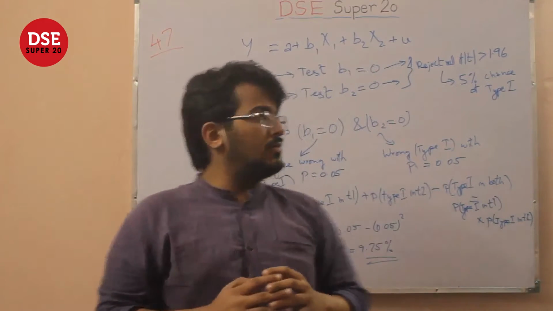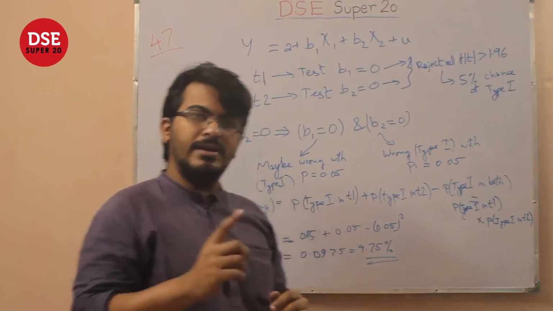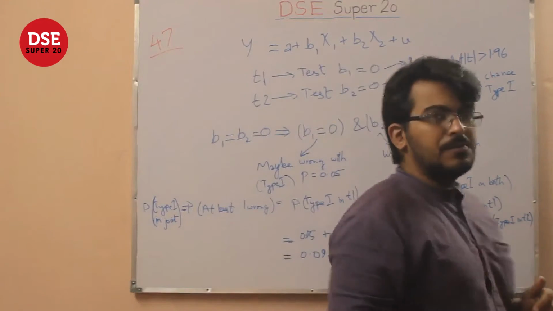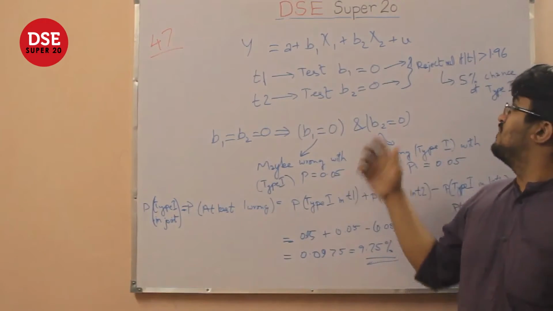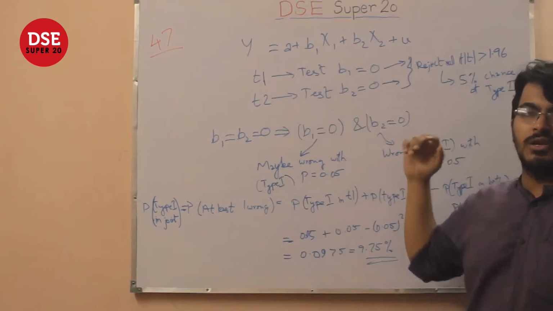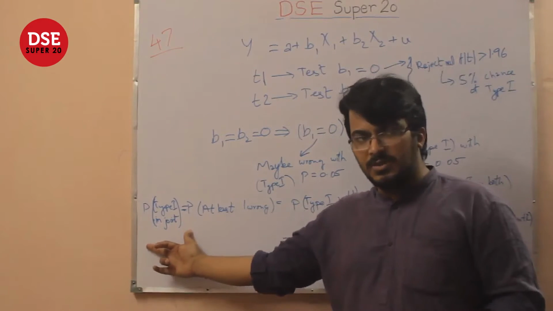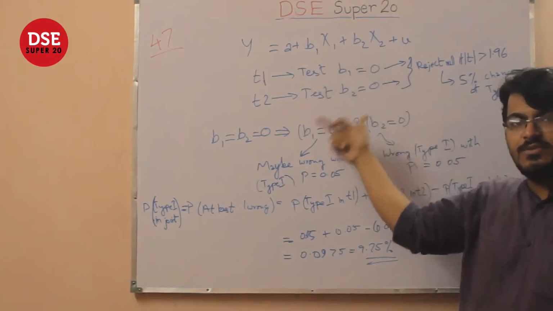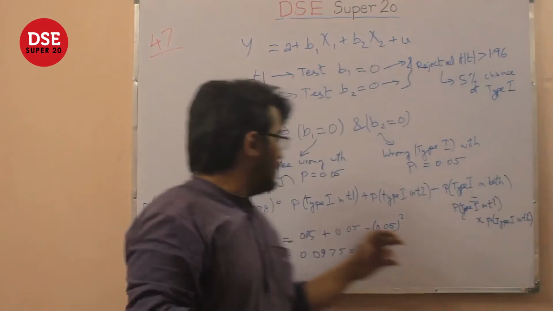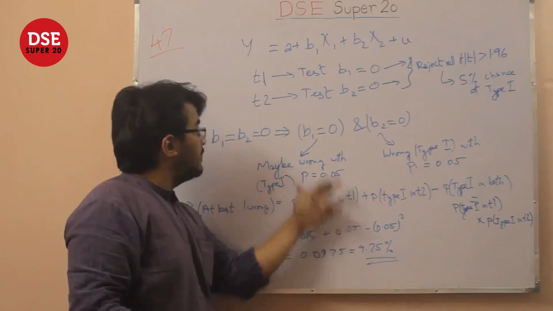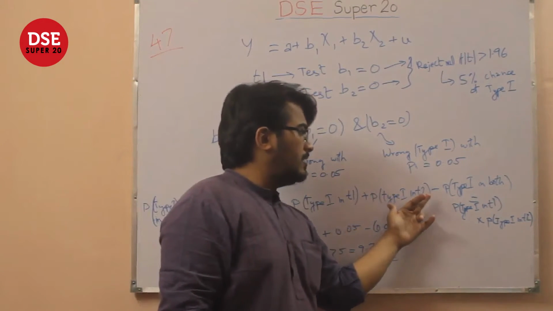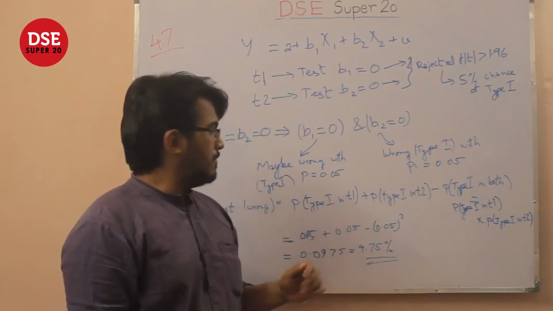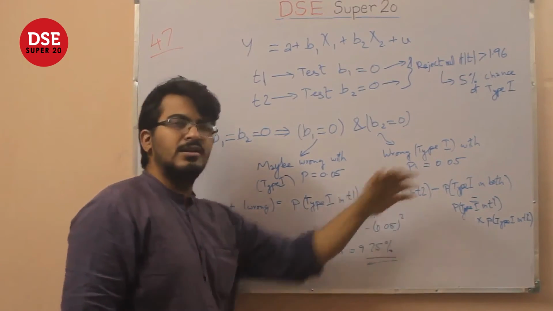Now, the question is, what is the probability that at least one of these two tests is wrong? That's the probability that there's a type 1 error in the joint test of b1 equal to b2 equal to 0, where you're using the test that either t1 or t2 is greater than 1.96 in absolute value. The probability of the type 1 error in the joint test is the probability that there's a type 1 error in at least one of these tests. So it's the probability there's a type 1 error in the first test, plus the probability that there's a type 1 error in the second test, minus the probability that there's a type 1 error in both tests. Because that's included twice, right? Once here and once there, so you need to subtract that out.